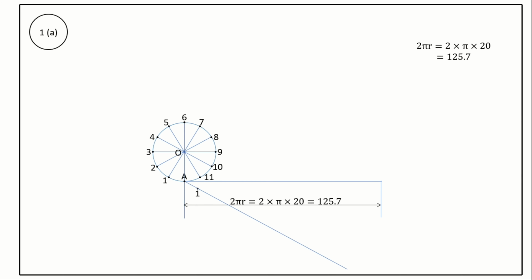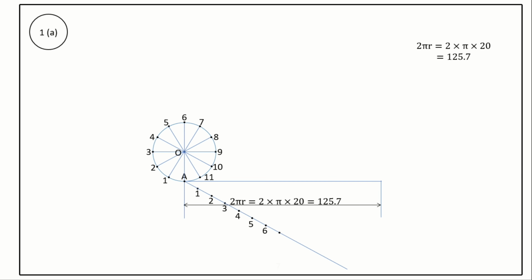Similarly, locate the point 2. Distance between 1 and 2 is 10 mm. Again, locate the point 3. Distance between 2 and 3 is 10 mm. Again, locate point 4. Distance between point 3 and point 4 is 10 mm. Again, locate point 5. Distance between point 4 and point 5 is 10 mm. Similarly, locate point 6. Distance between 5 and 6 is 10 mm.